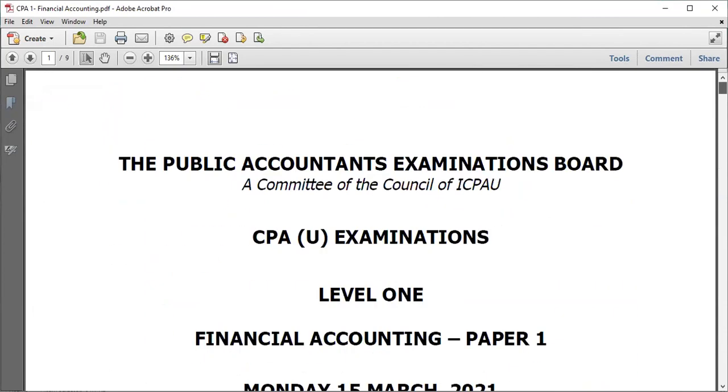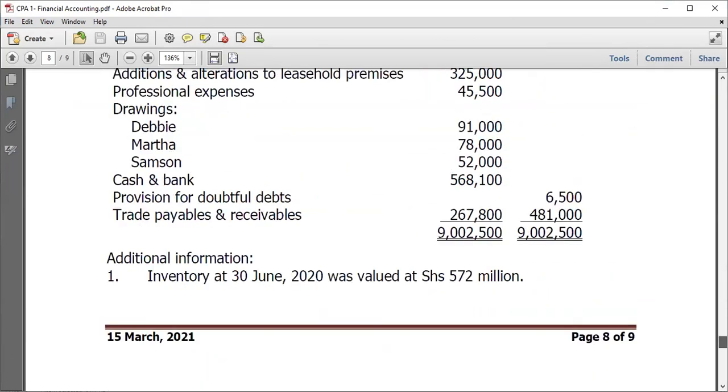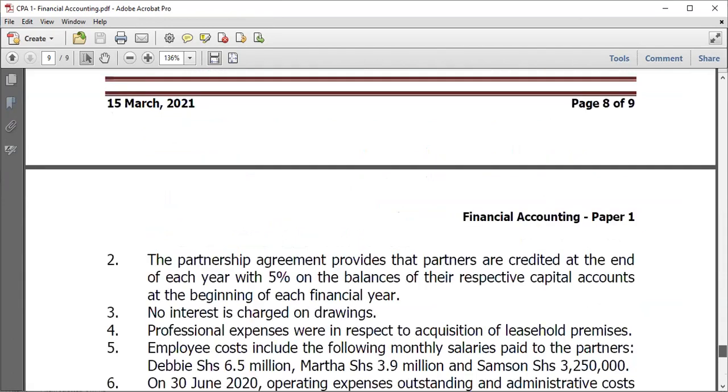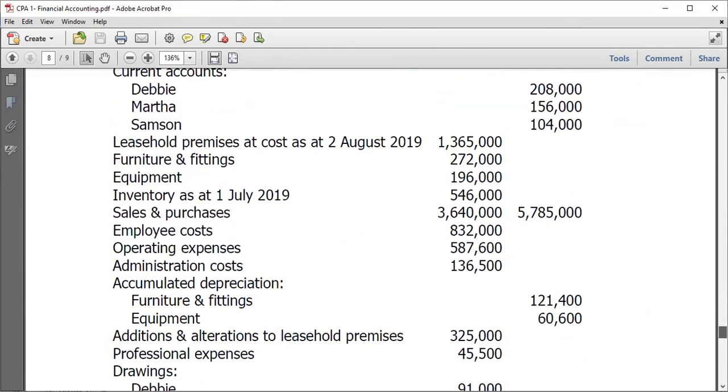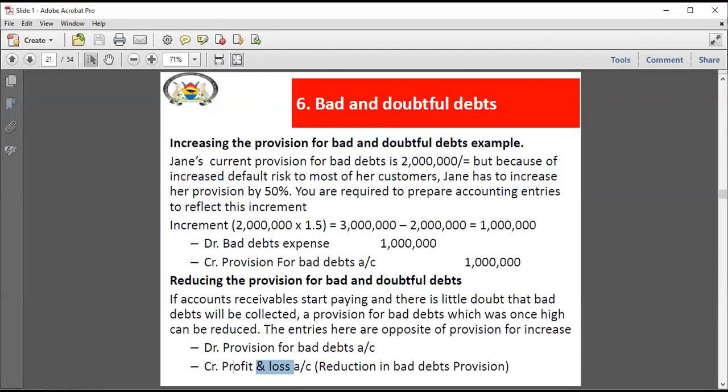This is, I think, the last exam for this year, the March 2021 paper. They also had something small down here where they were saying that the bad and doubtful debts are treated as operating expenses. Bad debts of 10 million were written off and a provision for doubtful debts of 5% per annum was made. Now, this should really open your eyes that the examiner is not going to look for questions from another place. These examiners just get something and keep on changing the name, twisting a little. So if you can do several kinds of questions, then you shouldn't miss understanding each of this kind of information. So that is how our bad and doubtful debts work.